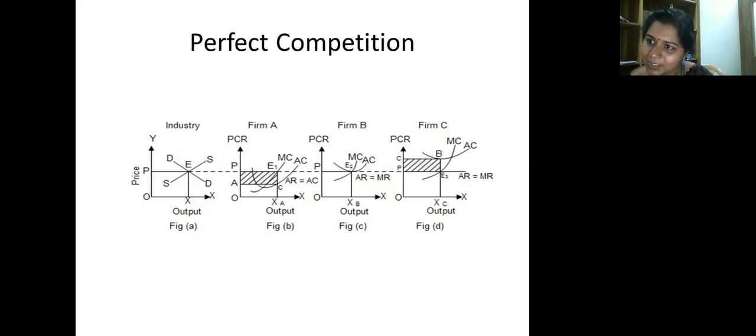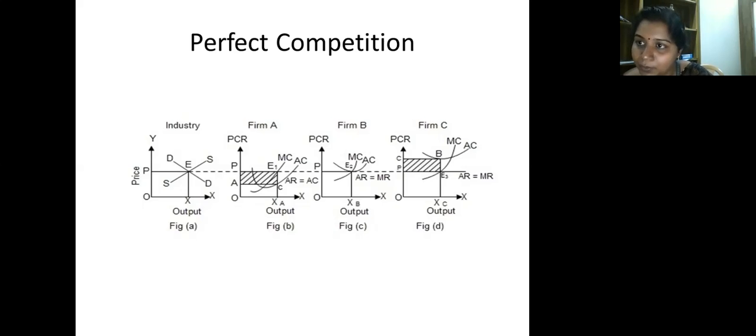When the competition is less or zero, like monopoly, you can go for any price. It's very easy to fix the price because there is no competition. Whatever price you have fixed, they have to buy your product. So this falls under the pricing policy concept in this chapter. Listen, two things we are going to do in this concept.